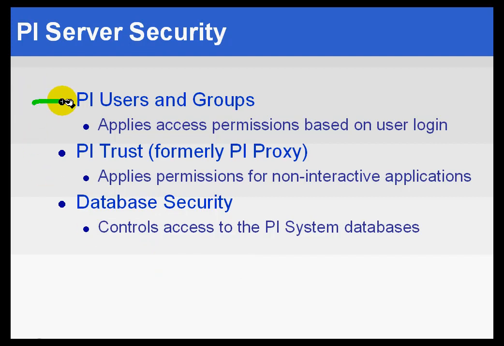Well, we create users and groups. So you can create PI users and then associate those users with certain groups. And then those users actually become very important later on when we define trusts, because when you define a trust, you assign what PI user the trusted application uses for its permissions. So basically, in order to understand trusts, we need to understand users first.